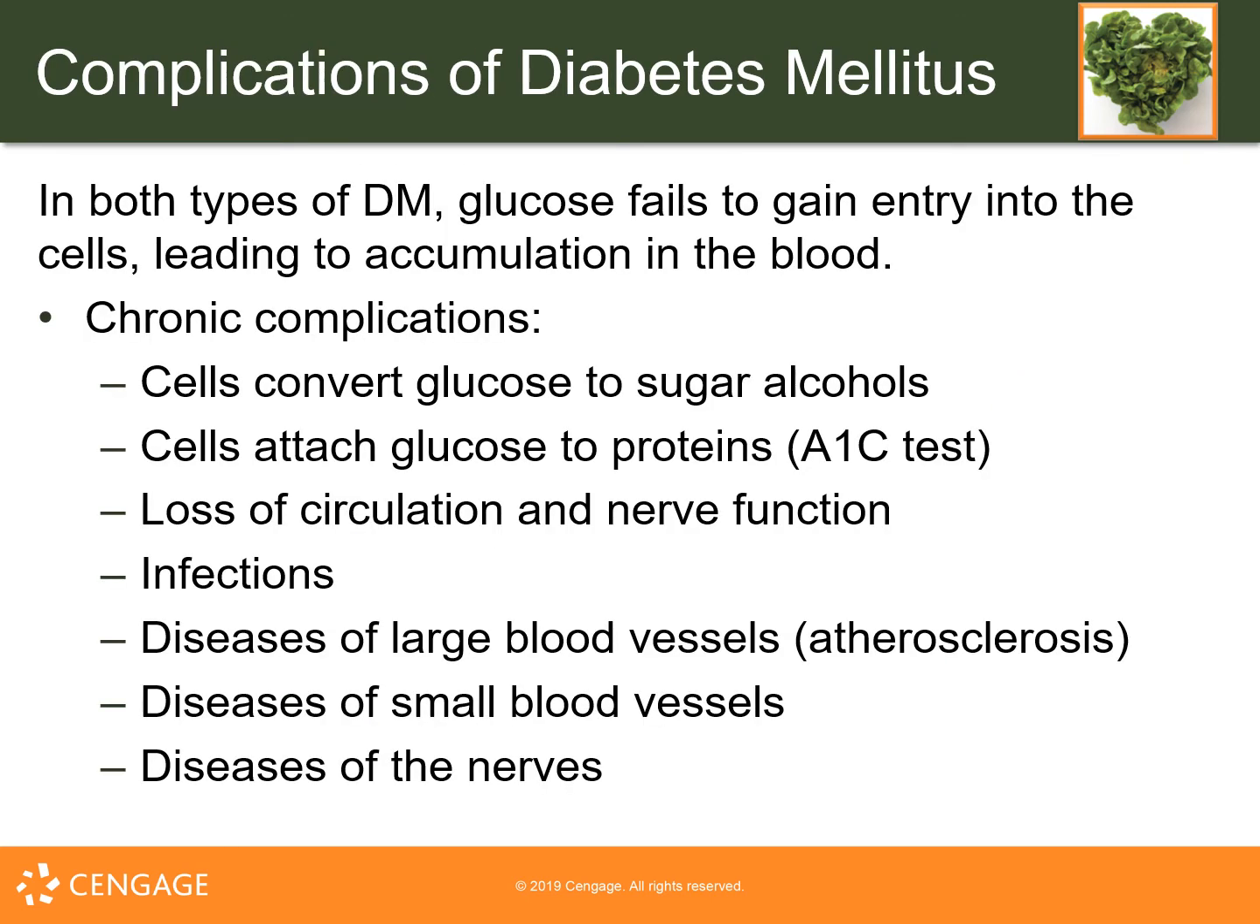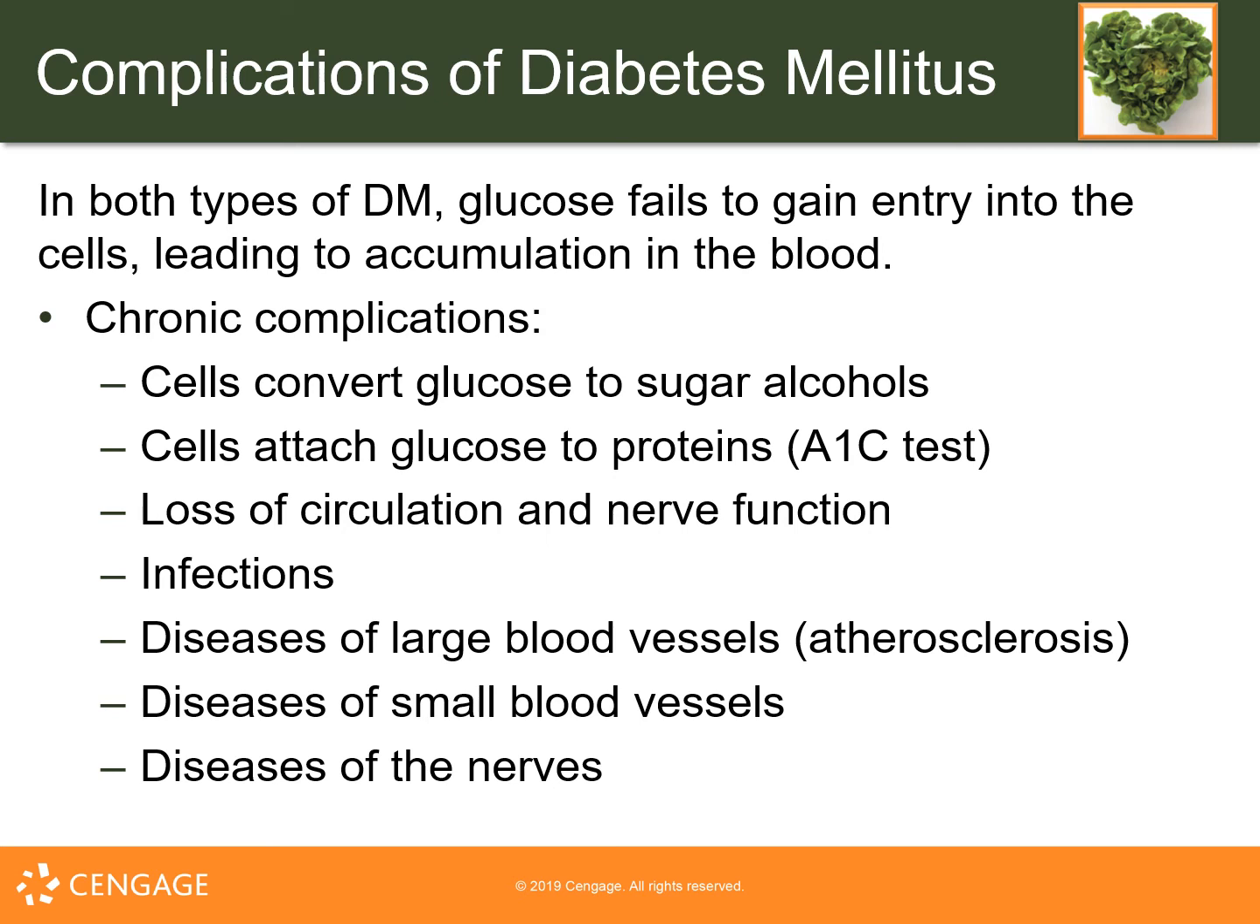Complications of diabetes. In both types of diabetes, glucose fails to gain entry into the cells, leading to accumulation in the blood, so high blood glucose levels. Chronic complications include cells convert glucose to sugar alcohols. That can cause toxicity and cell distension.